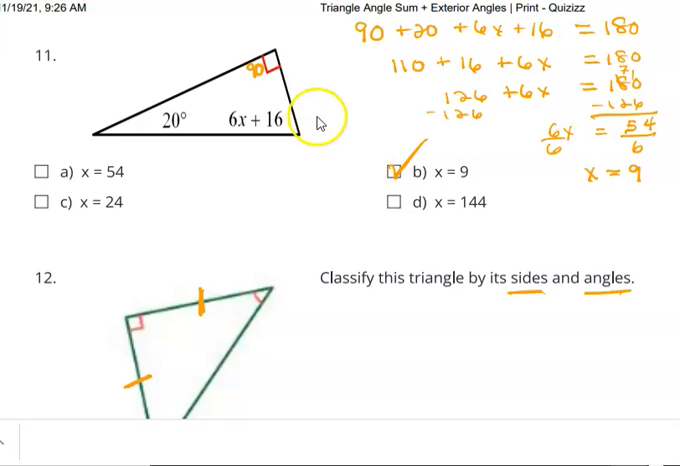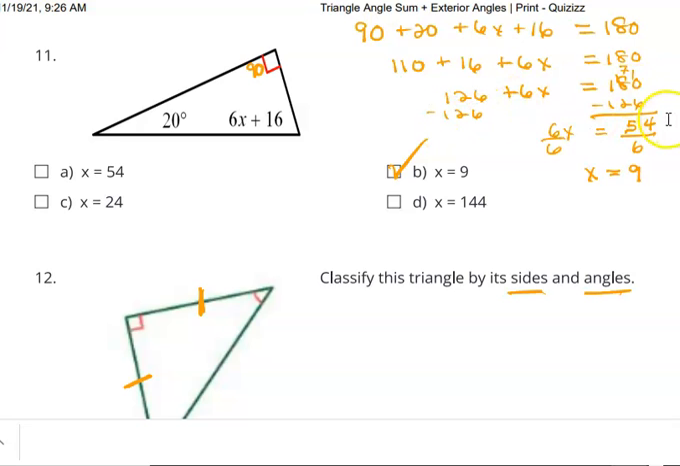Number 11 is a right triangle because this little box is here. So go ahead and put your 90 degrees next to that. So what I know now is that all of these angles have to add up to 180. So 90 plus 20 plus 6x plus 16 equals 180. Combine 90 and 20 and you get 110 plus 16 plus 6x equals 180. Combine 110 and 16 and you get 126 plus 6x equals 180.